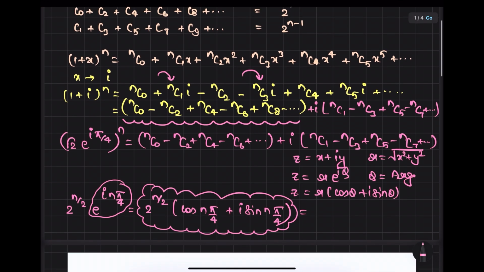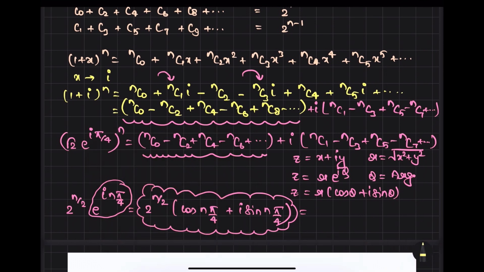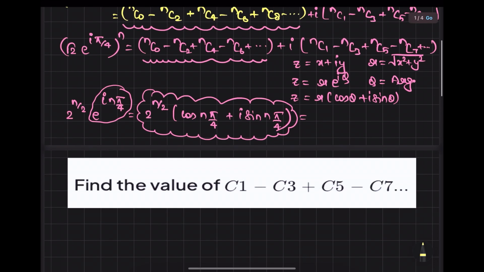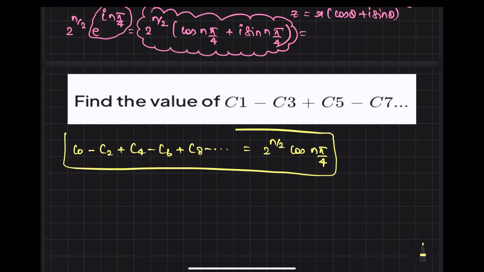Now be super slow. We want what? We want this. So this is the real part. So if that is the question, don't you think this will be the answer? Like required answer means C0 minus C2 plus C4 minus C6 plus C8 dot dot dot will be 2 power n by 2 cos n pi by 4. Okay, so this is the answer for that question.